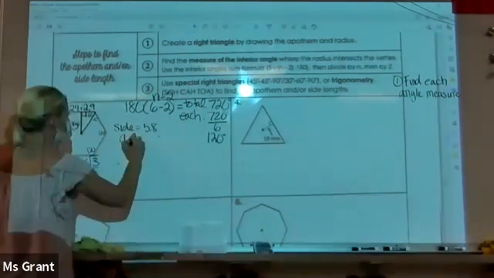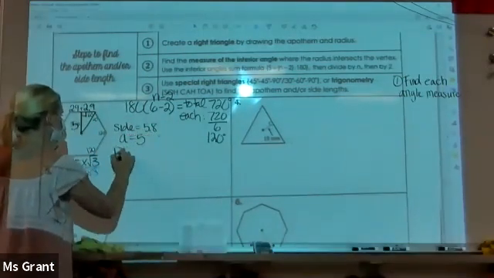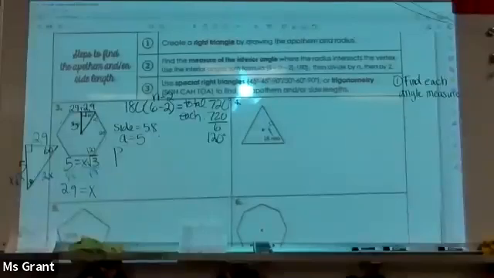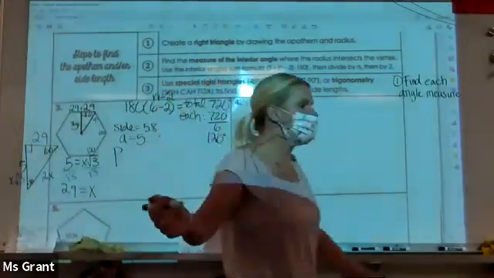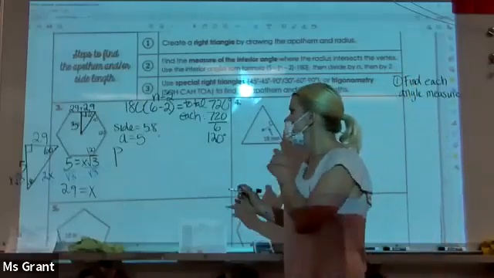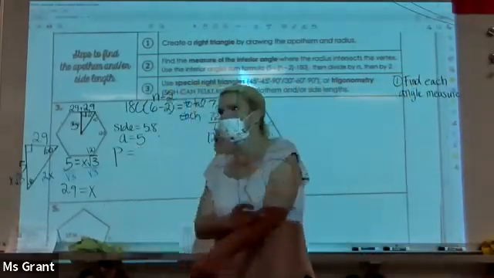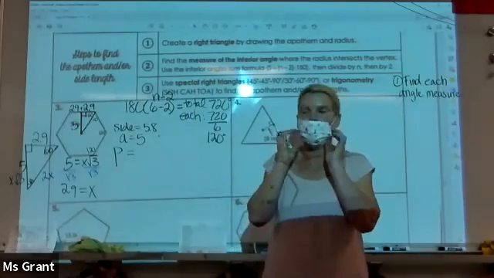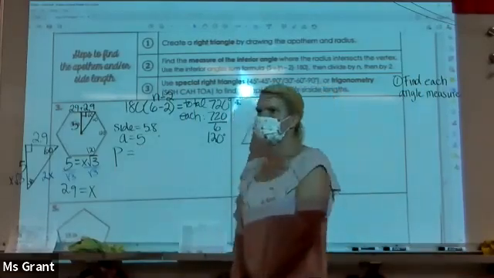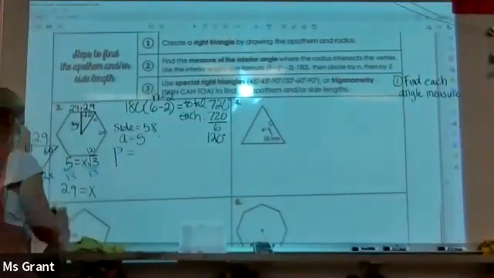My apothem is 5. So now I need to find my perimeter. Each side is 5.8. There's 6 sides. 5.8 times 6 is 34.8.